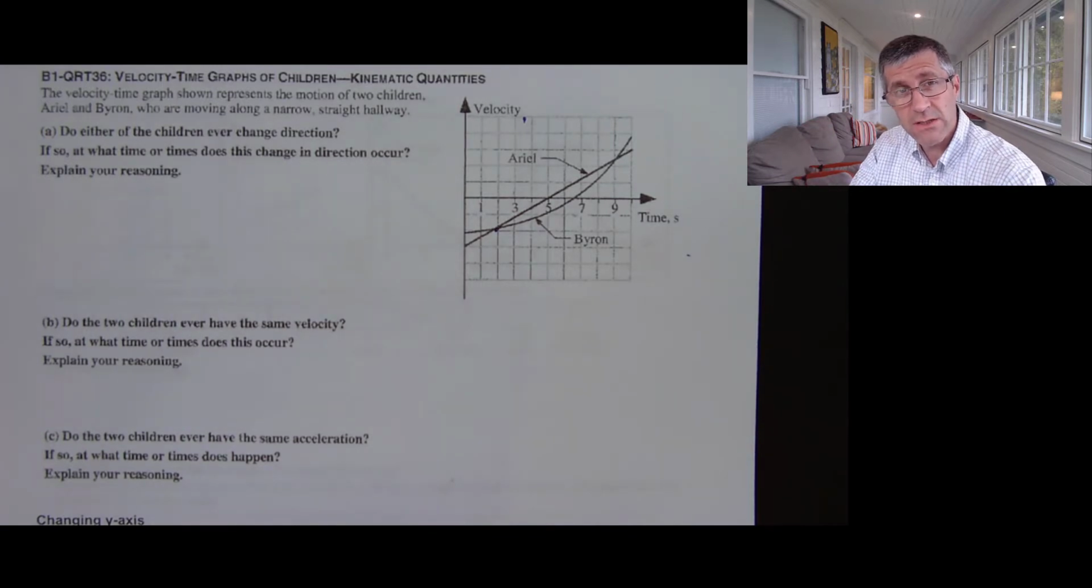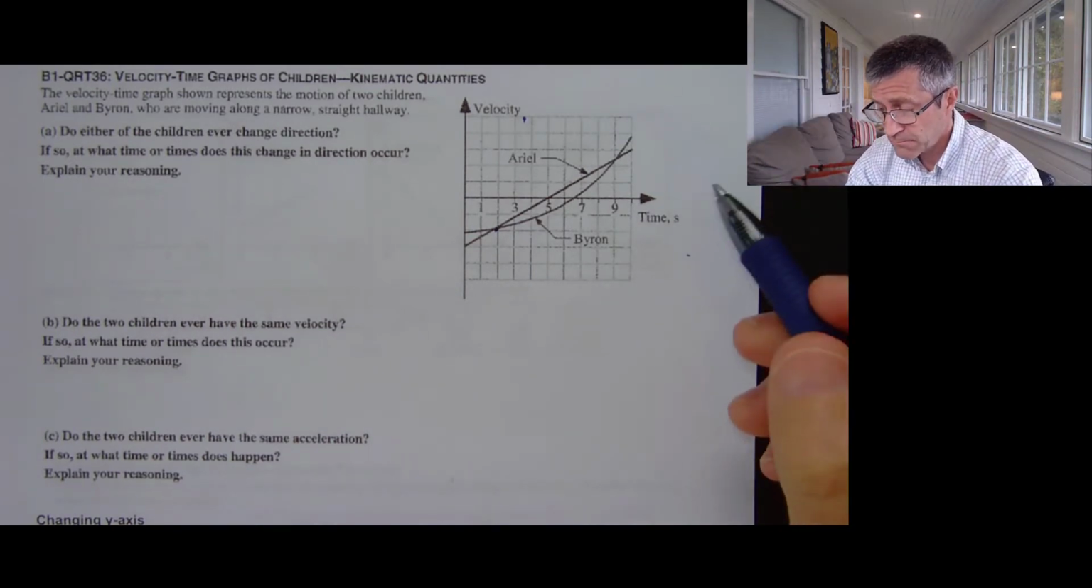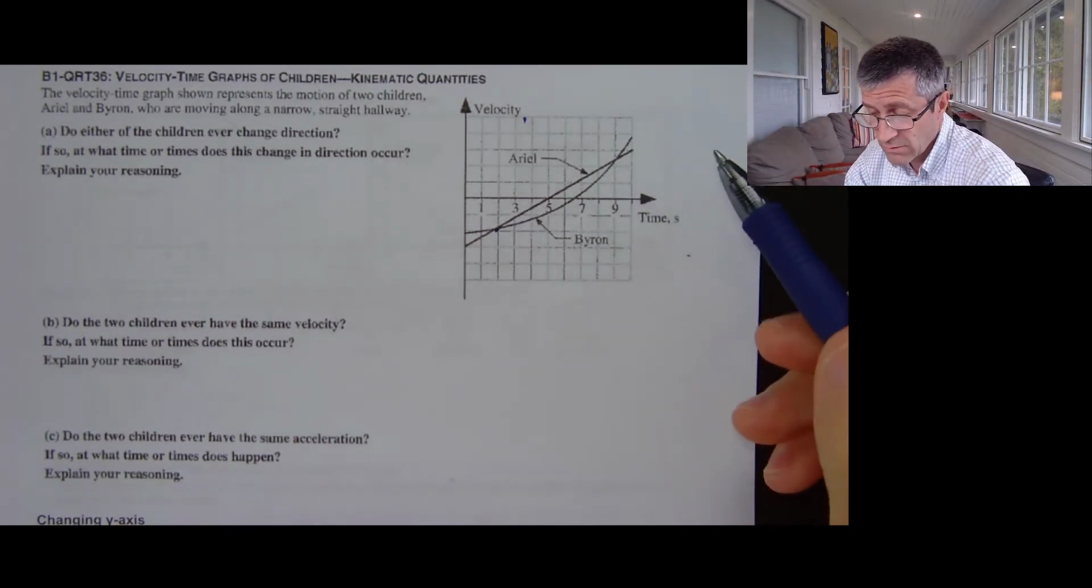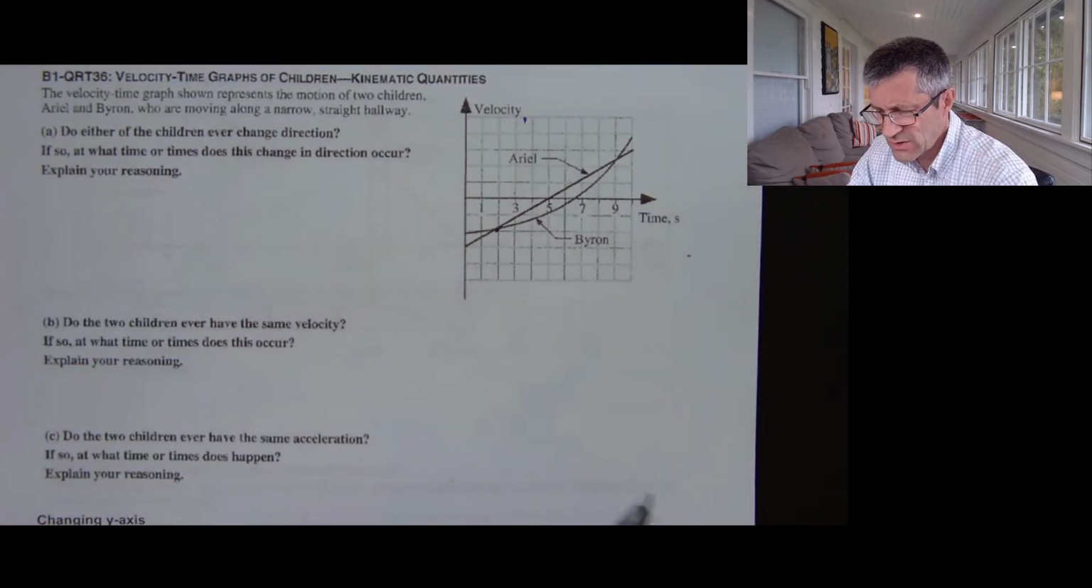They're not in the same place, but at the same point they have the same velocity. So they could be very far away from each other. Who knows? So headed twice, they have the same velocity. But okay, 2, do either of the children change direction? So let me think about this.